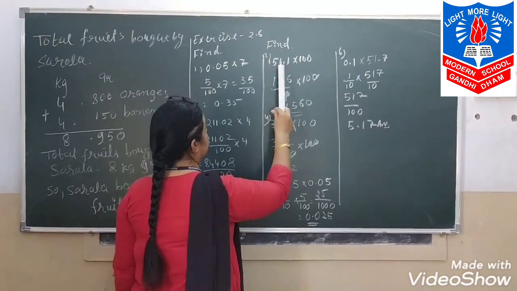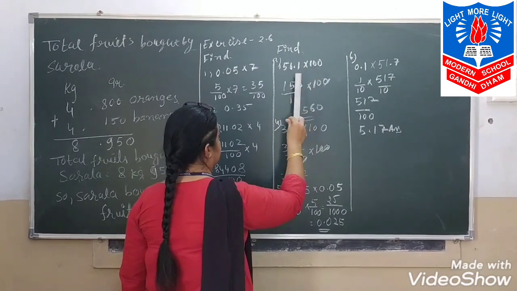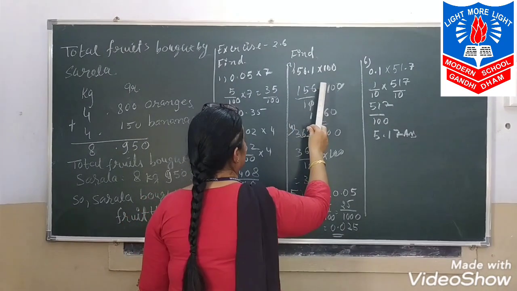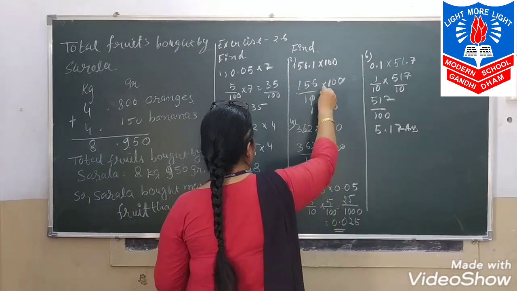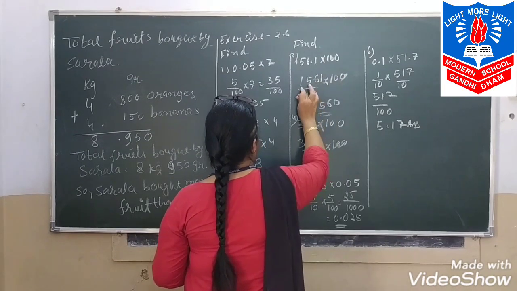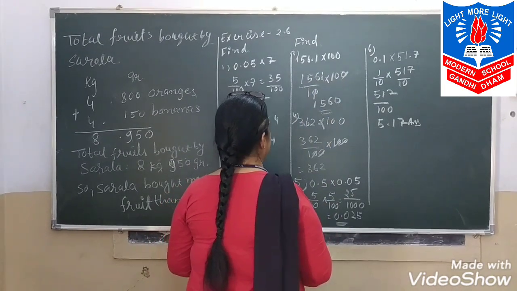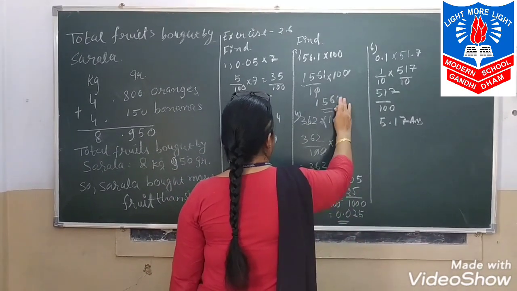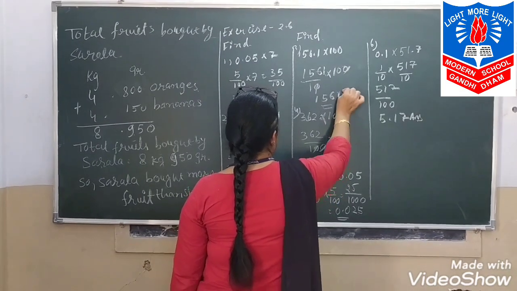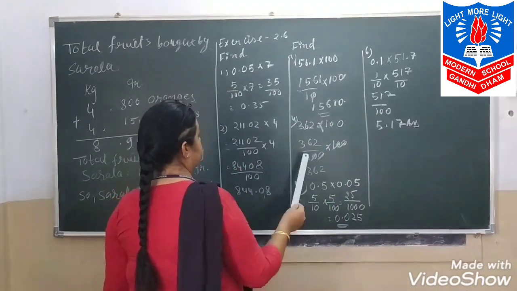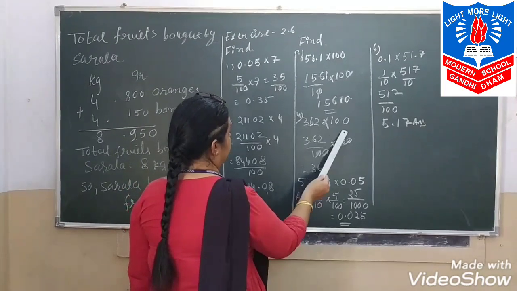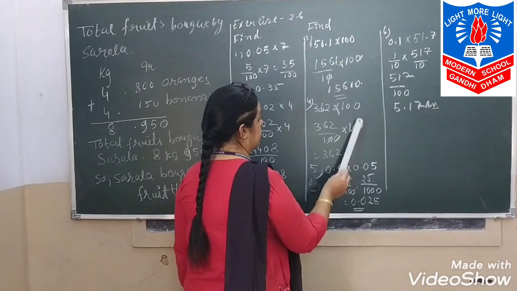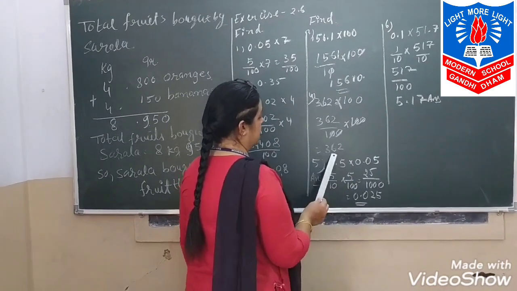Next, 156.1 into 100. Point after 1 digit. 1561 into 100. So here 0 0 cut, so 15610 is our answer. Then 3.62 into 100. Point after 2 digits, so we write here 100, and here is 100. 0 0 cut, so 362.